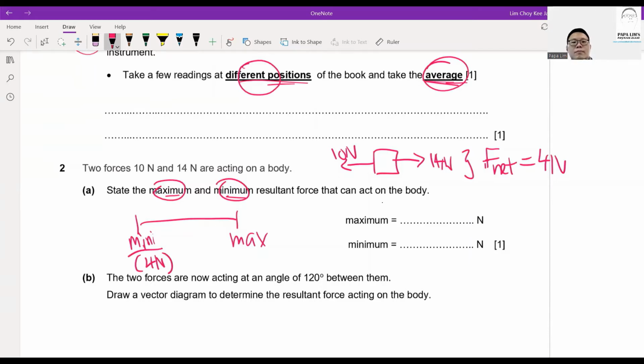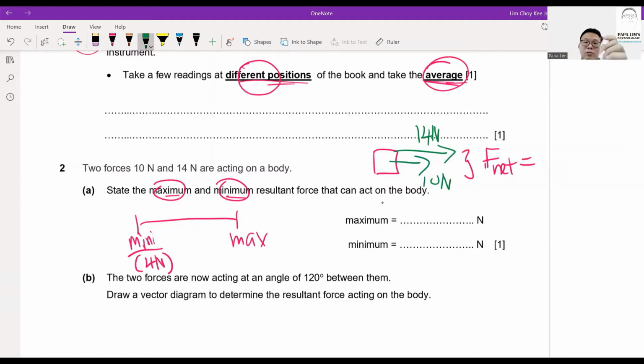The maximum force I'm looking at now, if I'm looking at the maximum force, it means both of them have to be in the same direction. So one is 14 Newton to the right, the other one is 10 Newton to the right. They are in the same direction. So the net force here I'm looking at is 24 Newton. So my max is 24, my minimum is 4 Newton.